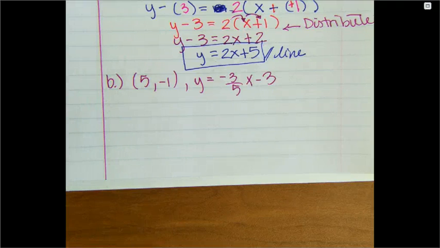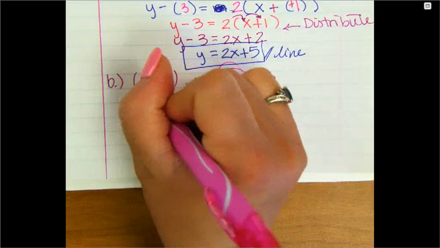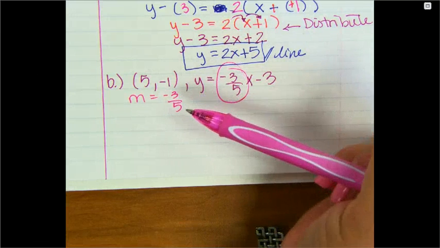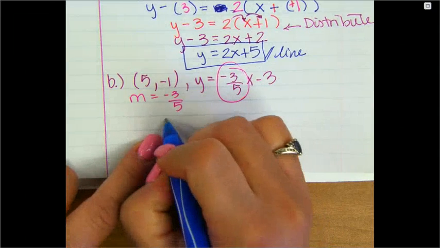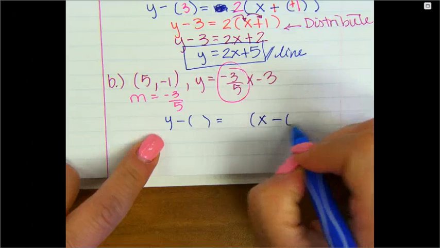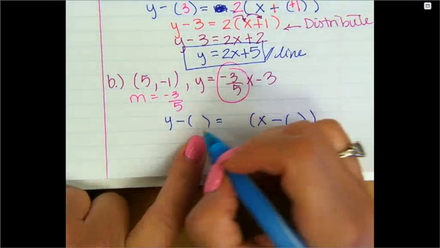Ready? What's your slope? So what's the slope I'm using? -3/5. So we're going to write my slope, negative 3 over 5. Do I have a point? Do I have a slope? Okay. We're going to plug in. We're going to write y minus something equals something times x minus something. Yes? Okay. What goes in here?